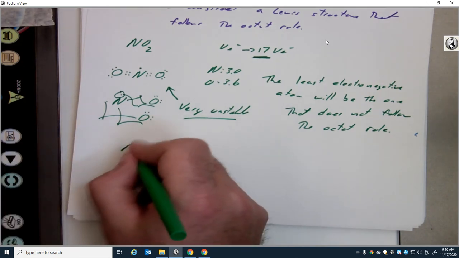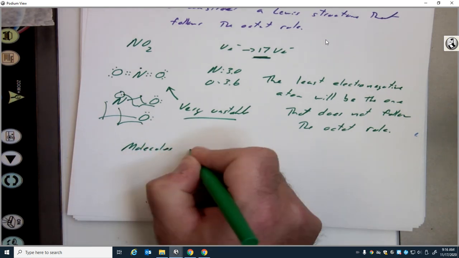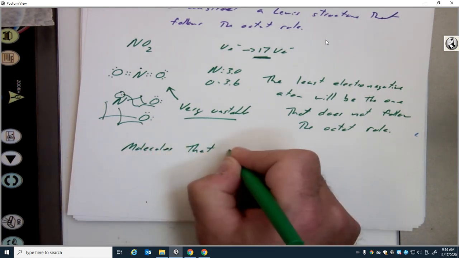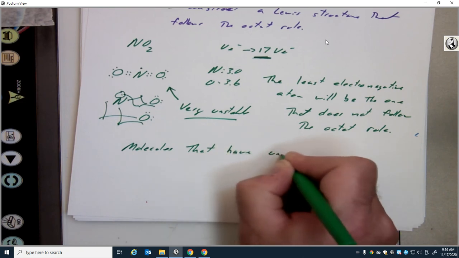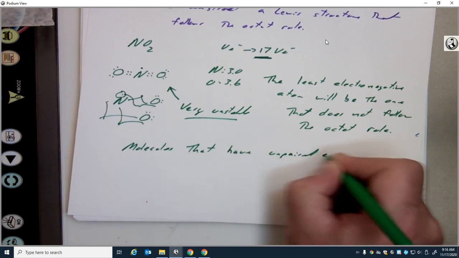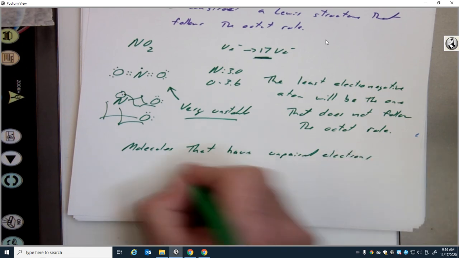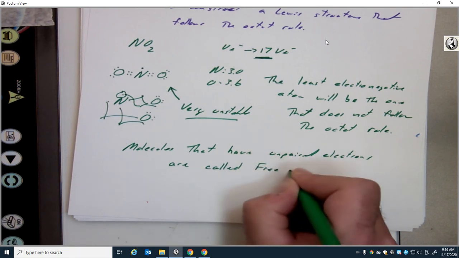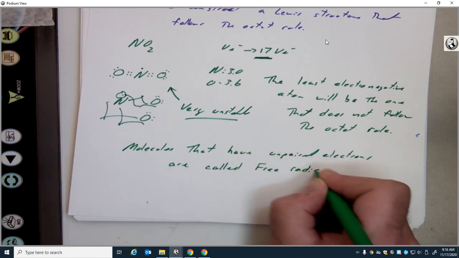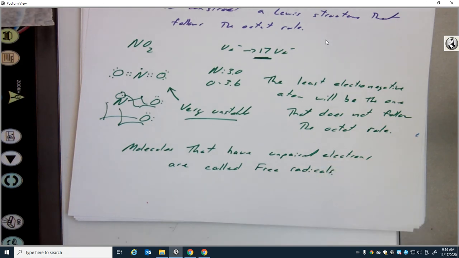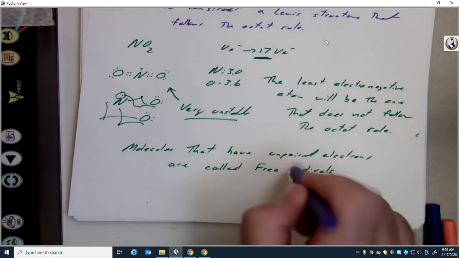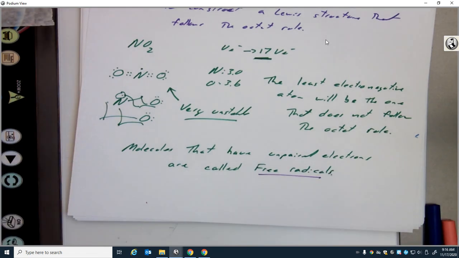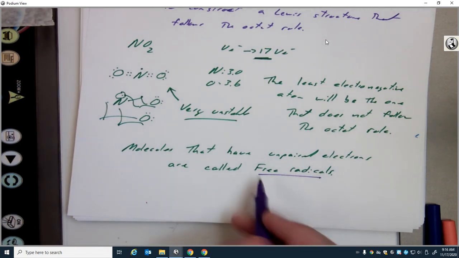So molecules that have unpaired electrons are called free radicals. Hopefully in your bio class, you talked about free radicals. You may also have just heard about them in life.